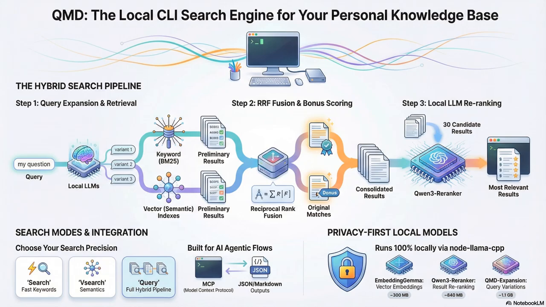Okay, so we've got the files indexed, context is set. Now for the search itself. The docs make a huge deal about this being a hybrid search pipeline. Why do we need a whole pipeline? Why can't I just use grep? Because grep is, well, for lack of a better word, dumb. Or technically, it's brittle.